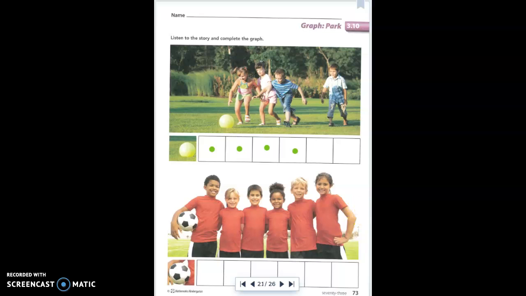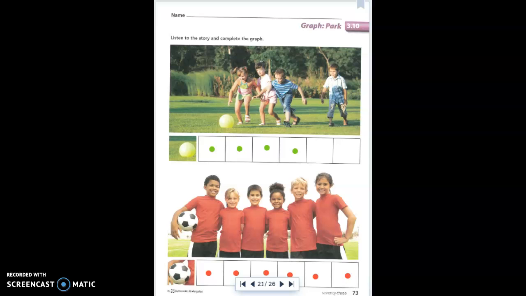Okay? So now I'm going to go down to the soccer team. Let's look and see how many kids were on the soccer team. 1, 2, 3, 4, 5, 6. So I need to graph that many. 6. So starting over here by the key, this is the key. 1, 2, 3, 4, 5, 6.